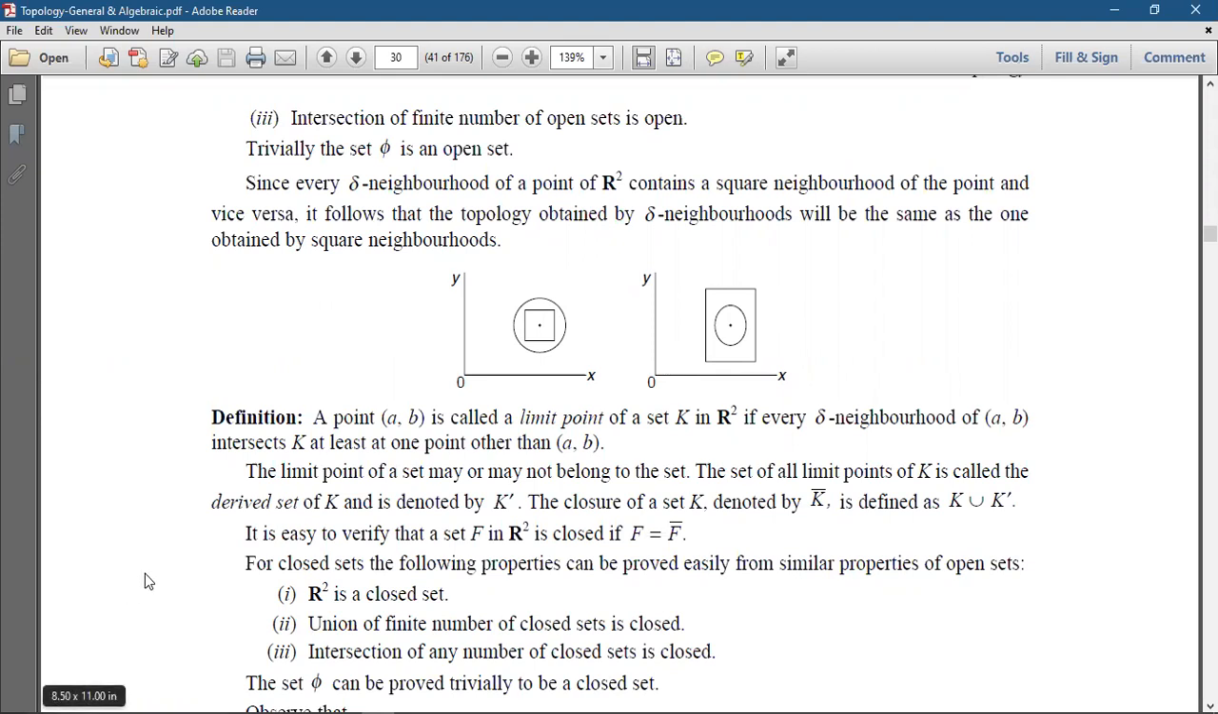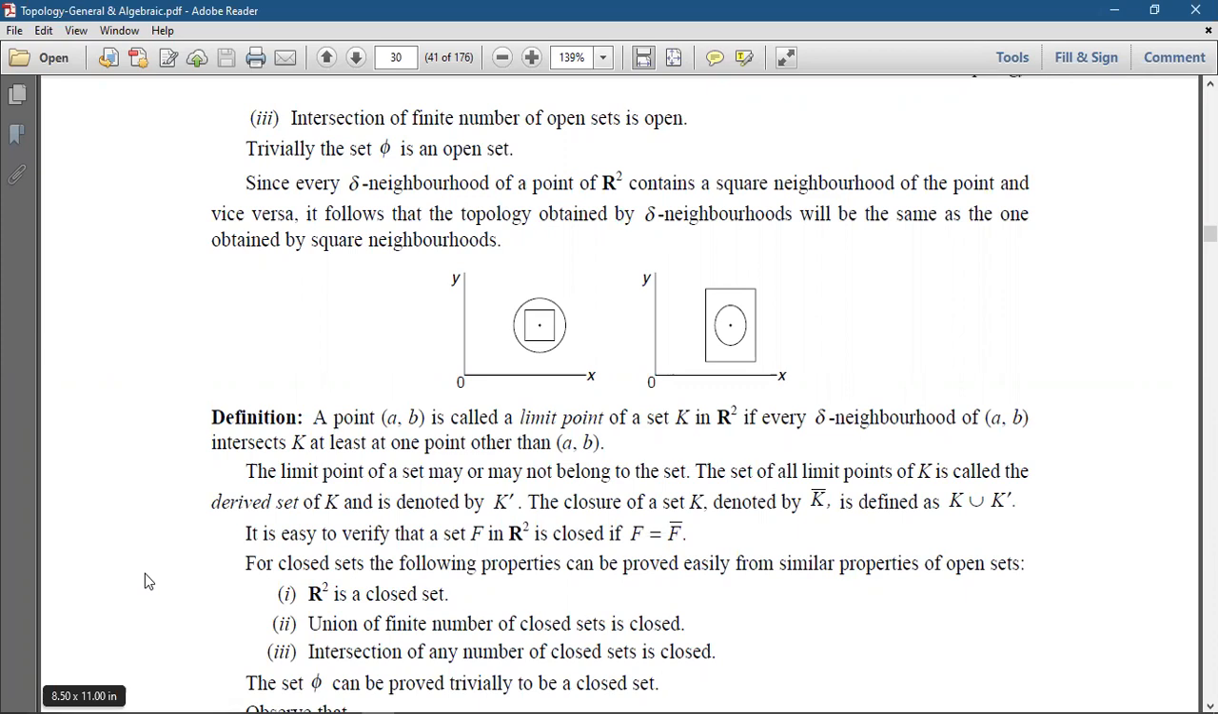Now we are going to define the limit point for R square. A point (a, b) is called a limit point of a set K in R square if every delta neighborhood of (a, b) intersects K in at least one point other than (a, b).